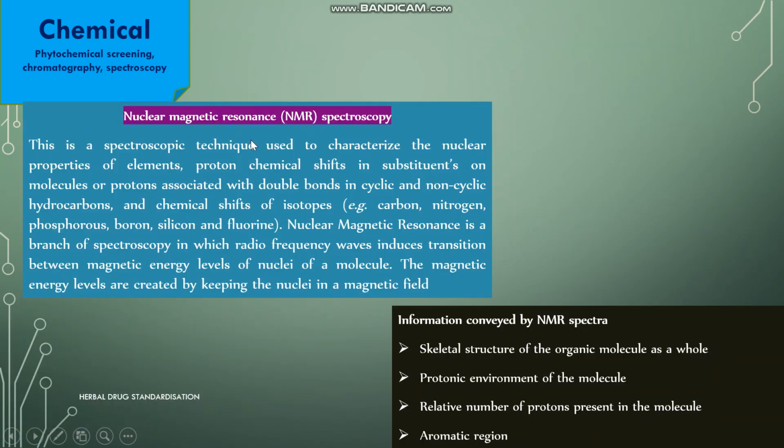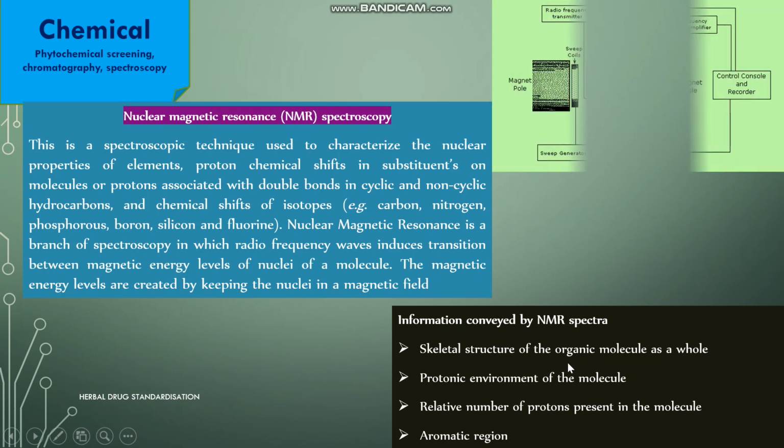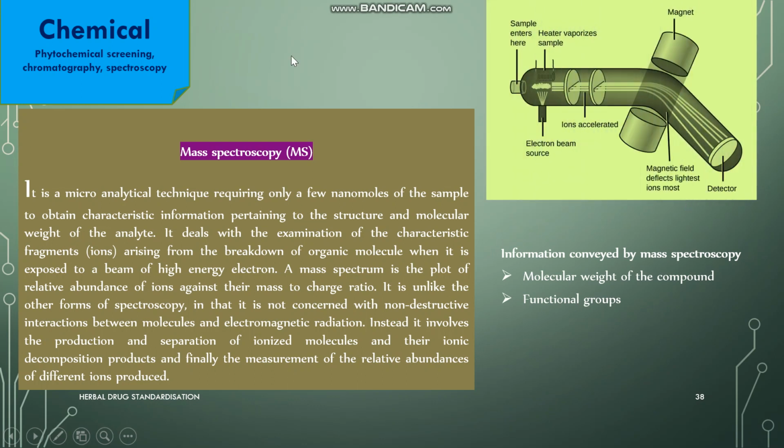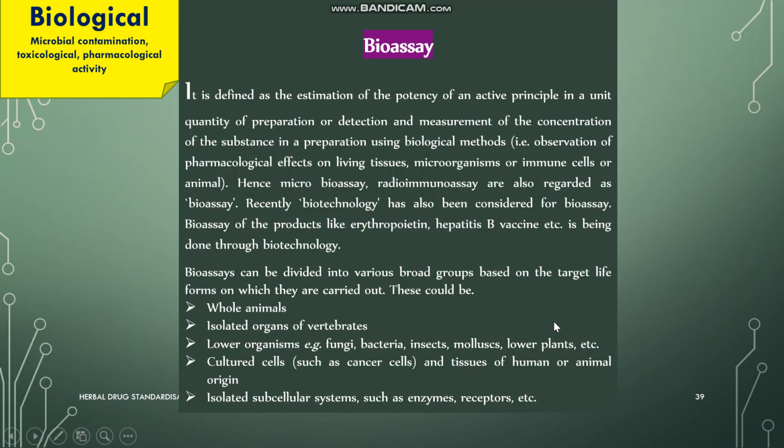Next is the NMR, again carbon NMR and hydrogen NMR. It will tell us about the number of carbon atoms and hydrogen atoms in our particular extract or isolated compound, and there are different advantages also. Skeletal structure, so it helps in the determination of structural elucidation as well as we learn about the aromatic region. Next is the relative number of protons present in the molecule. So this is the representation of the NMR. And next one is mass spectroscopy. Yes, we will learn about molecular weight. Mass spectroscopy is again a very important technique for determination of molecular weight as well as the functional group.